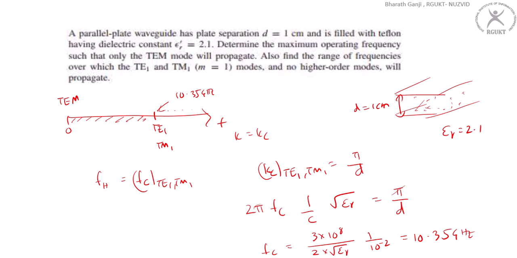The question also asks to find the range of frequencies over which the TE1 and TM1 modes, and no other higher order modes, will propagate. The next higher order modes will be TE2 or TM2 modes. For that, the kc should be that of TE2, so m is taken as 2, and you get 2 pi by d. In the same formula for the cutoff frequency, you get a 2 here. So the cutoff frequency of TE2 and TM2 will be simply 2 times this.